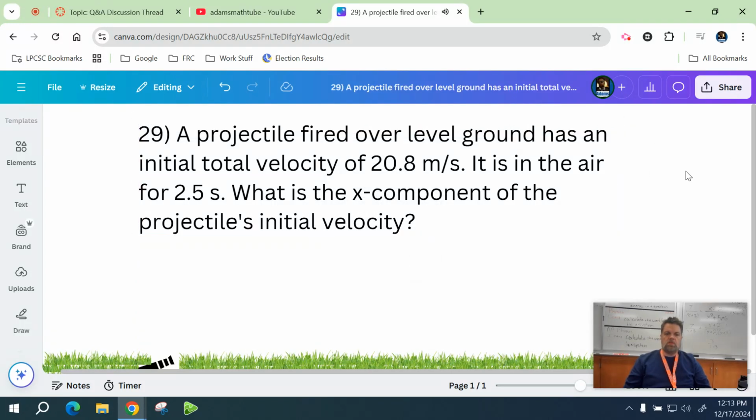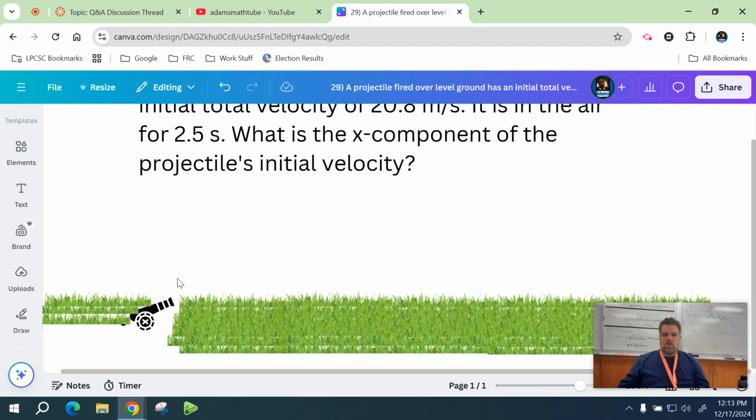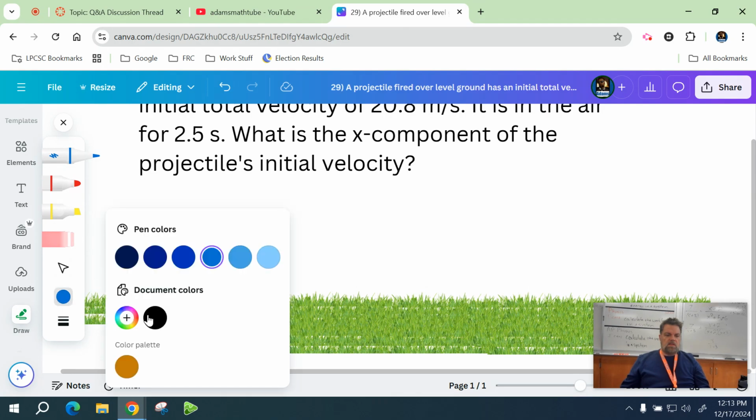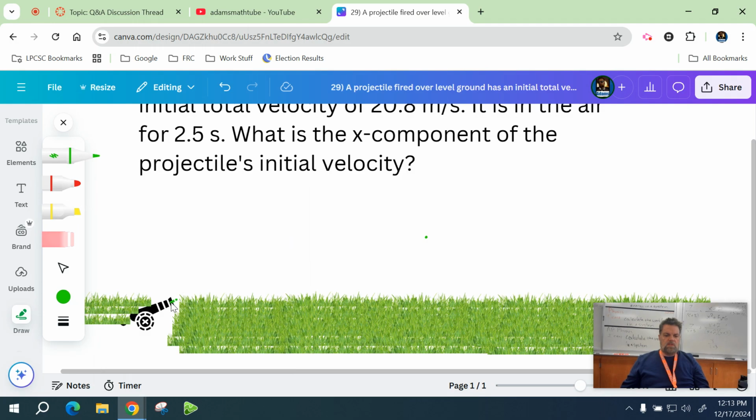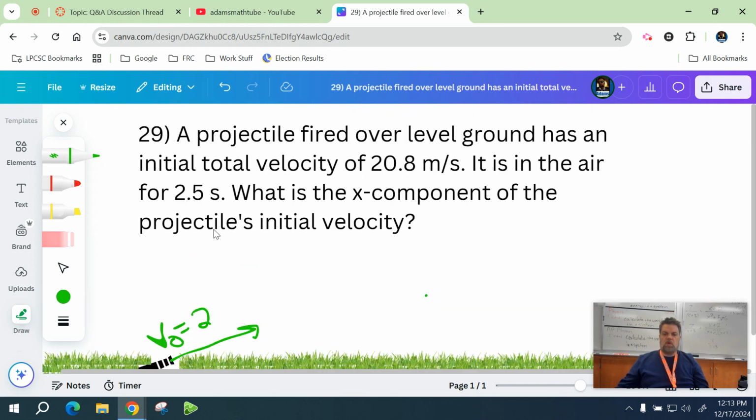All right, so for 29, it says a projectile is fired over level ground and has an initial velocity of 28 meters per second. It is in the air for 2.5 seconds. What is the x component of the velocity? So I have a little drawing here, and the initial velocity coming out is 28, or 20.8 meters per second.